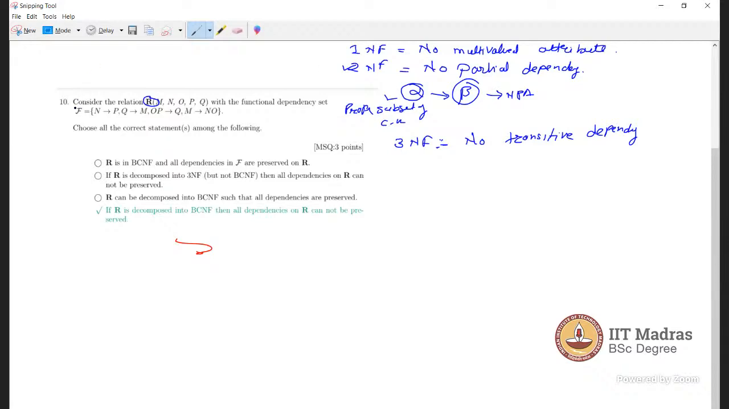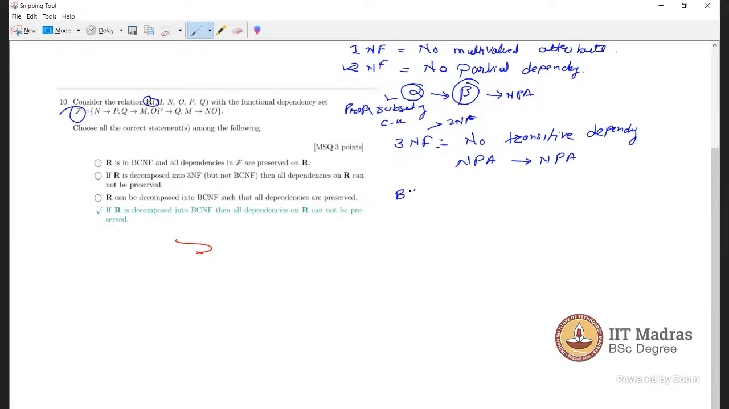3NF is stricter than 2NF, so we have an added condition that transitive dependency is also eliminated. That's why 3NF came into the picture. Transitive means a non-prime attribute determining another non-prime attribute. Then the relation is not in 3NF. But first it should be in 2NF, so there should be no partial dependency.